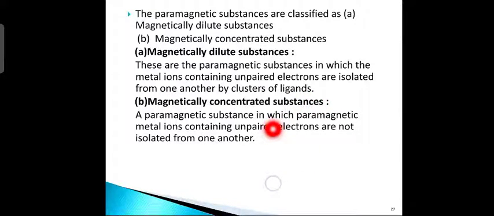Next is magnetically concentrated substances. A paramagnetic substance in which paramagnetic metal ions containing unpaired electrons are not isolated from one another. Okay. Therefore, paramagnetic metal ions allow the total electron spin to interact with one another through exchange interaction. Ferromagnetism and antiferromagnetism are observed in the case of magnetically concentrated paramagnetic substances.